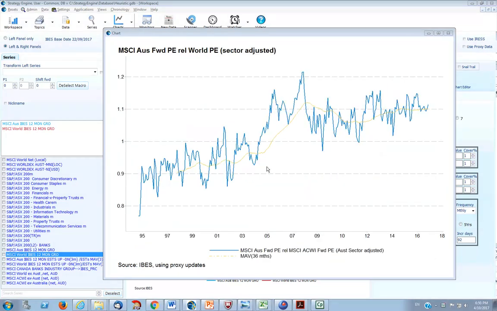Finally, let's consider the relative valuation of the domestic market. Here we're looking at it on a sector adjusted basis, and we can see that the Australian market is at around about a 10% premium to global equity markets. That's in line with its 3-year moving average, and probably very close to its average since about 2005. So there doesn't seem to be any outstanding expensive or cheap signals being presented by the domestic market at the present time.